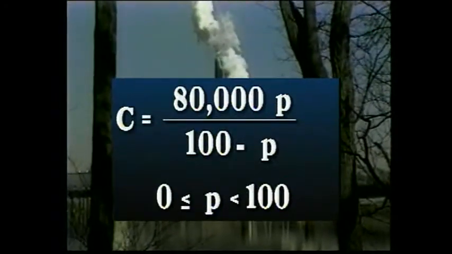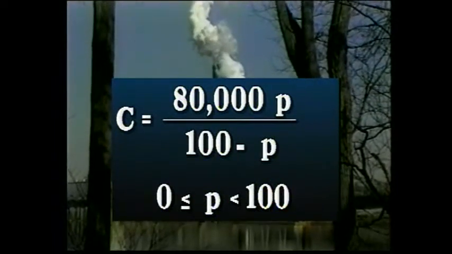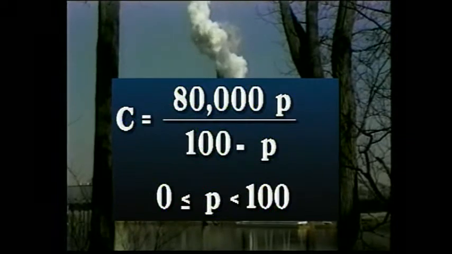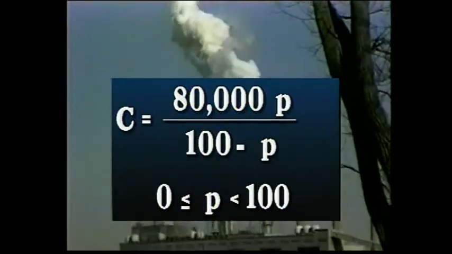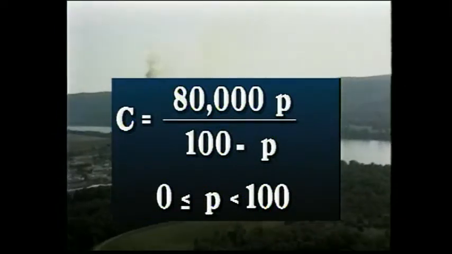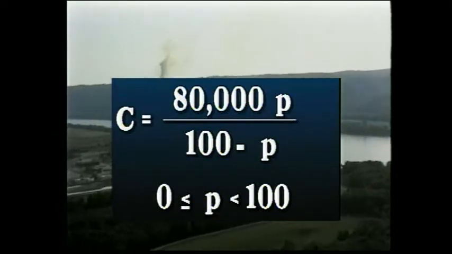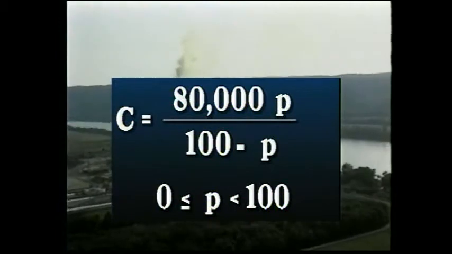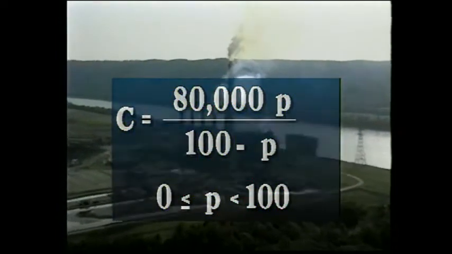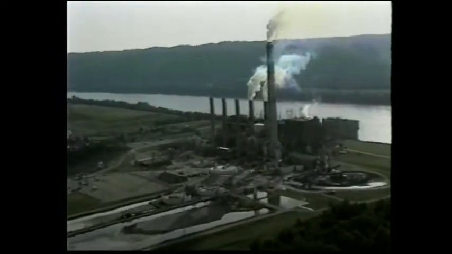Suppose that the cost C of removing P% of the smokestack pollutants is given by this equation. C equals 80,000 P over 100 minus P, where P is a number between 0 and 100, and it can't be 100. You see, P cannot take on the value of 100 because the denominator would become 0, and therefore the equation undefined. All right, let us sketch the graph of this function.